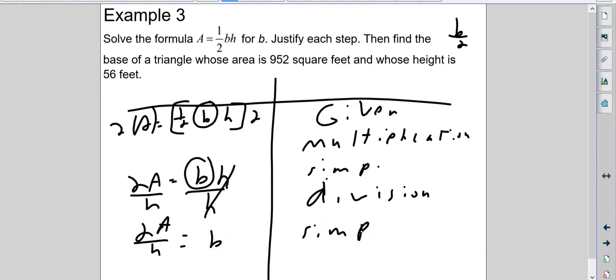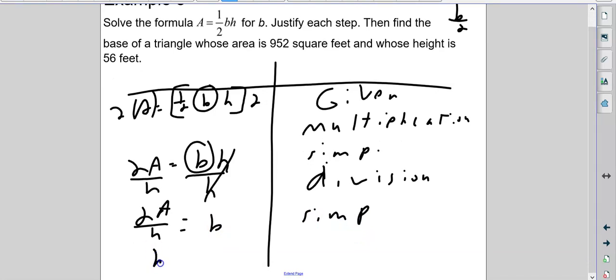Simplify, and you can leave it like this. Your letter does not have to be on the left side like this. It's perfectly okay leaving it the way it was. But this would be that symmetry rule. But you don't have to do that. That is not necessary.